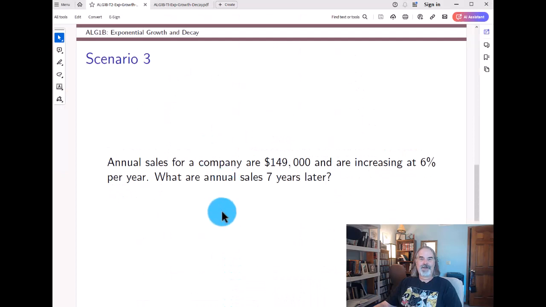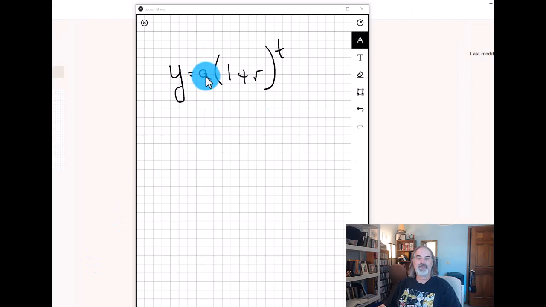So let's do scenario number 3. Annual sales for a company are at $149,000 currently. They're increasing at 6% per year. What are annual sales 7 years later? We are going to use the growth equation for this. So y equals, I'm writing it down, you'll see it in a second. This is a growth problem, so we are going to do a times 1 plus the percentage growth raised to the t, and I'm not going to list the values separately. I'm just going to grab them and put them in.